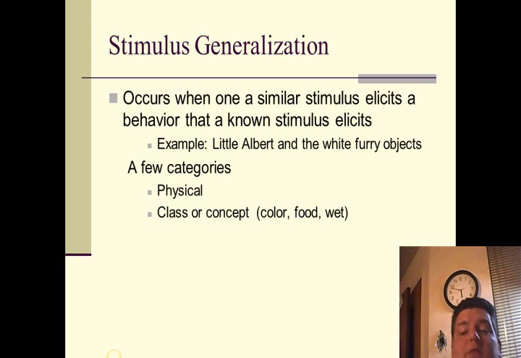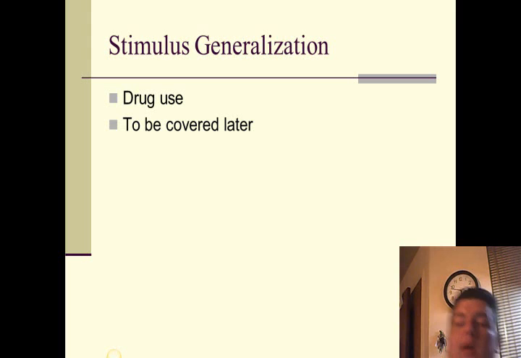A few categories are physical, and then class or concepts such as cold, fuzzy, or wet, very similar to what we call a phobia or generalization. That would be that if you always associated thunder with rain, that's stimulus generalization. Every time it thunders, it's going to rain.